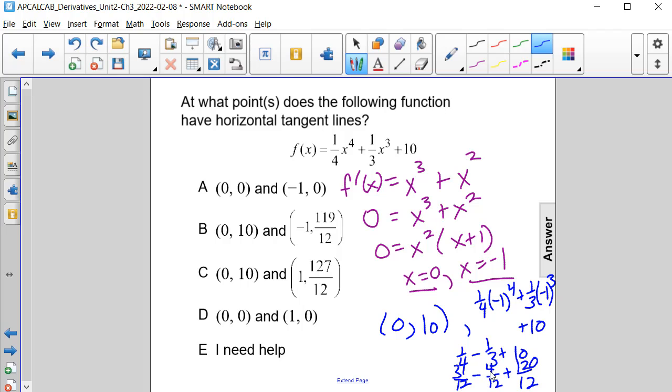So that'll be -1/12 plus 120 is 119 twelfths. So that's going to be -1, 119 twelfths, or answer choice B.